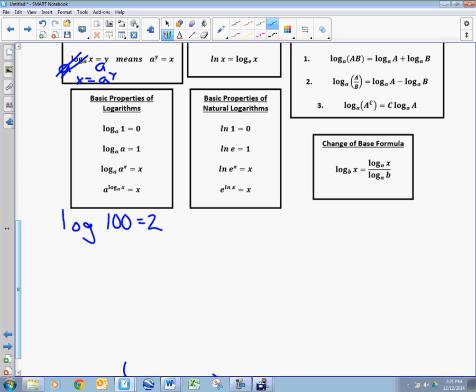Did you know that the log of 100 is equal to 2? What's the base of log? 10. If you don't write a base, the base is 10. If we do write a base, then it's whatever it is. Here's something else you need to know.